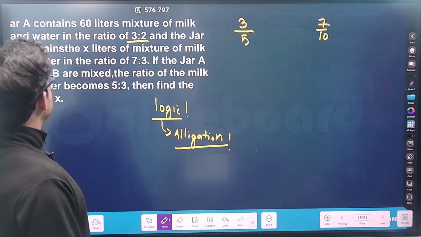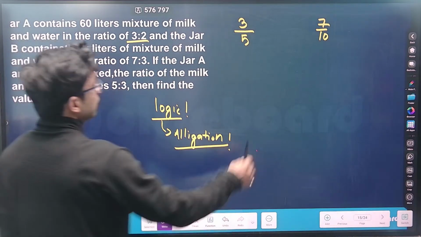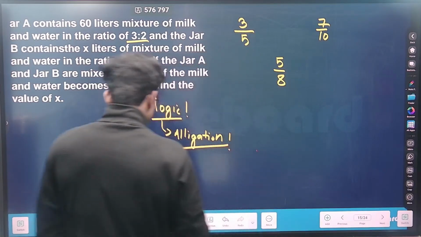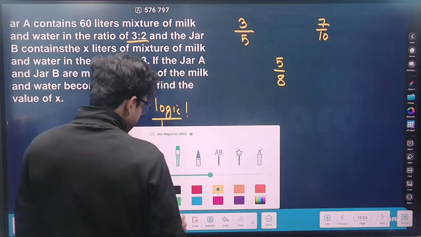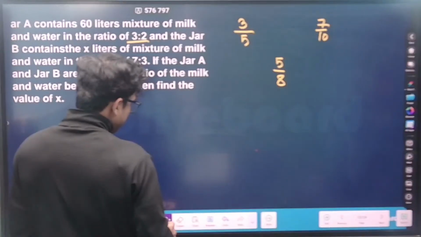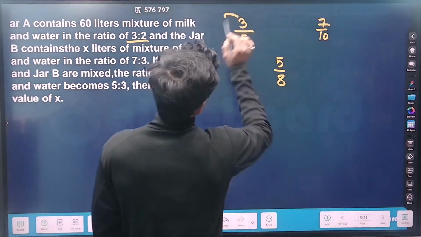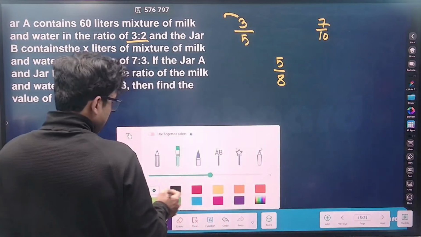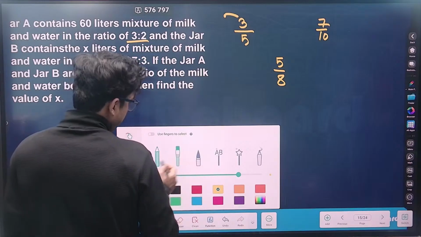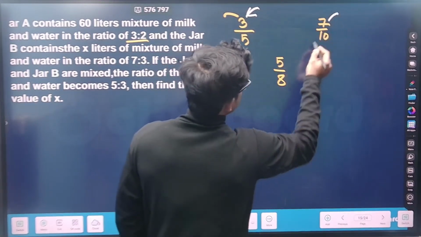Now if jar A and jar B are mixed, the ratio of water becomes 5:3. Again here, the milk is 5/8. Is this clear to everybody? Now this is the logic which we are applying here. Is this clear to everyone? If this is clear, can you just see what I have written? This is the milk, this is the milk, this is the milk, and this is the milk.